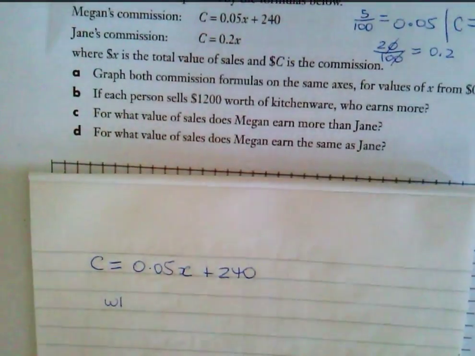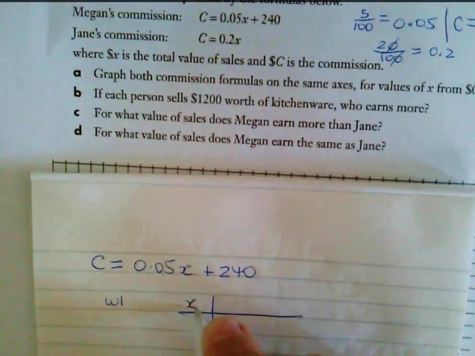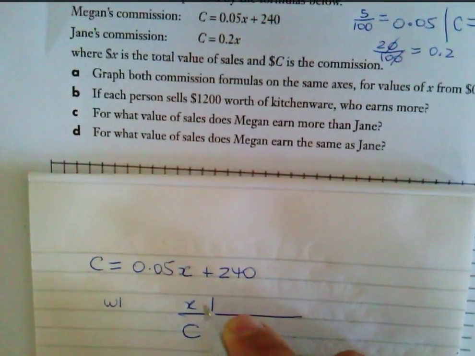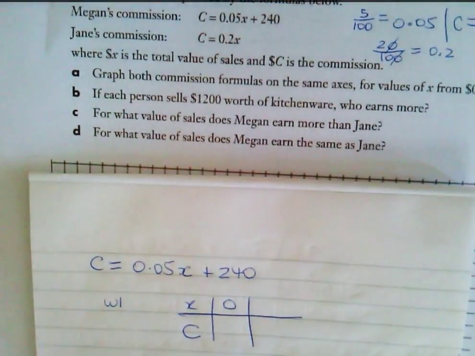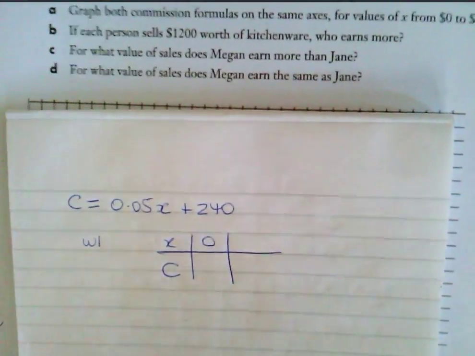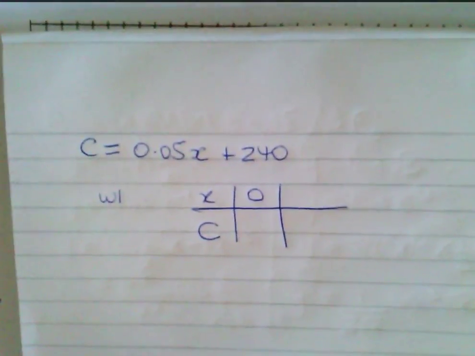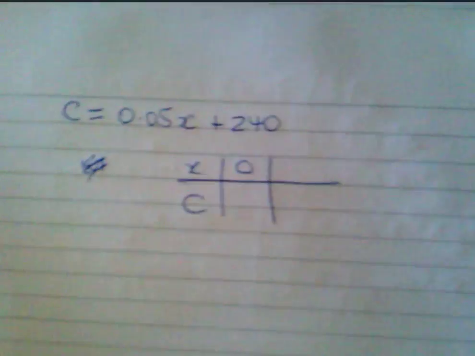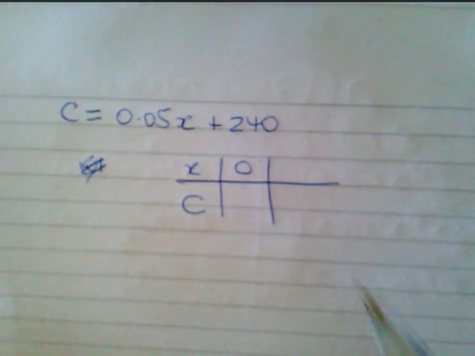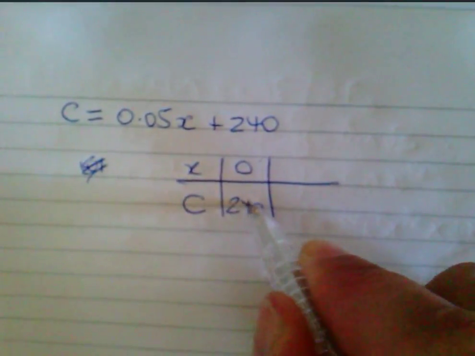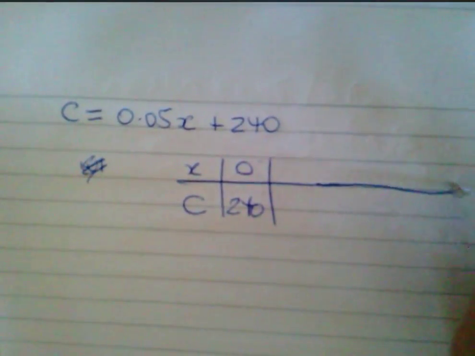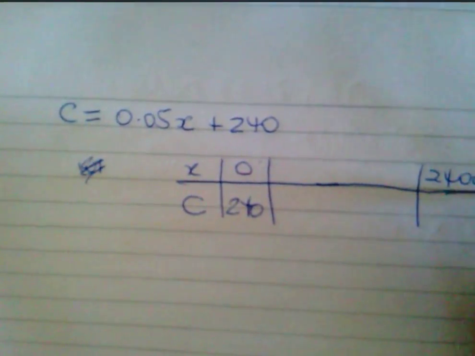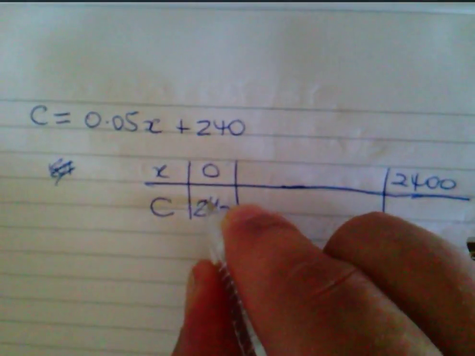Let's do some values. I can set up a little table if you want. So X and C. When X is 0, what do you get? X is value of sales. Looking at the formula, C equals 0.05x plus 240. When X is 0, what do I get? 240. Remember we have to go all the way up to 2,400. I don't want too many values. Let's put in 2,400.